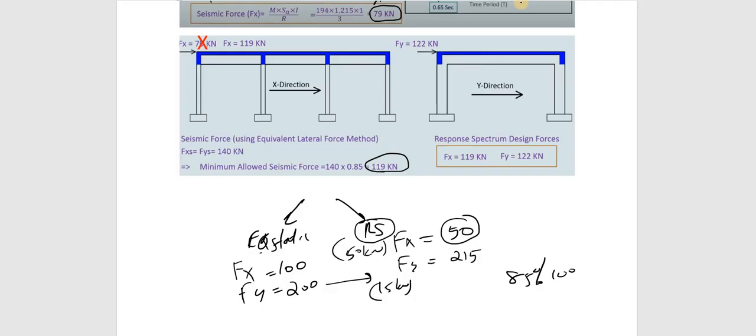So what is 85% of 100? It is 85 kilonewton. Or normally, from the safety point of view, we make the response spectrum force the same, that is, this 50 we change to 100. This is done only when we get a force value less than 85% of the equivalent static method.